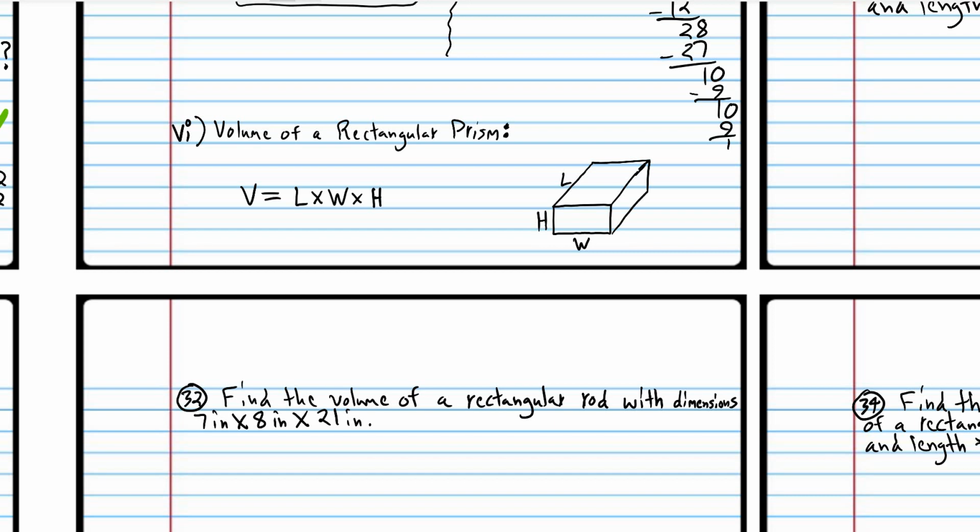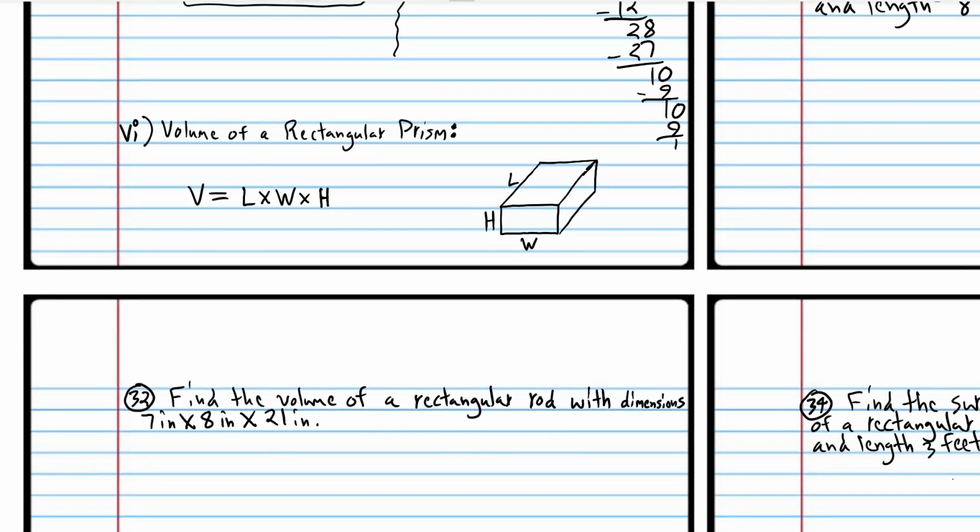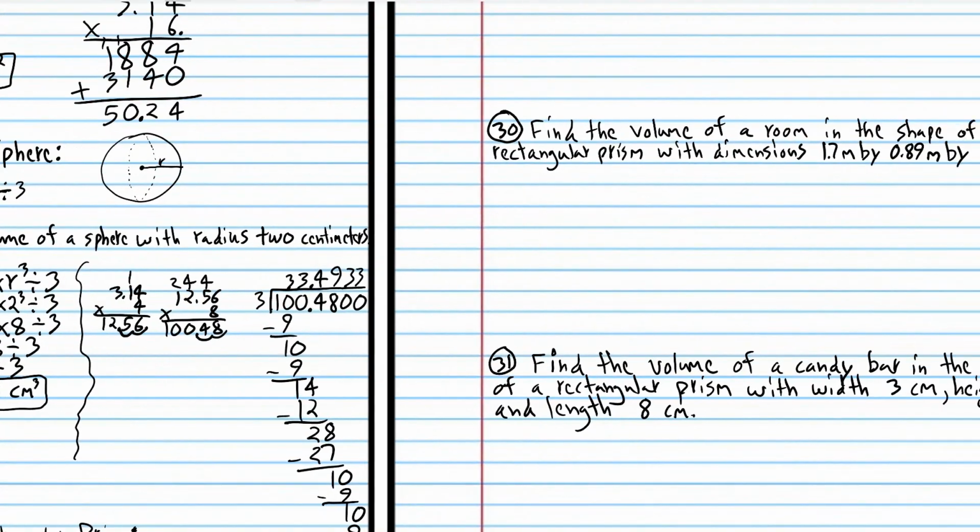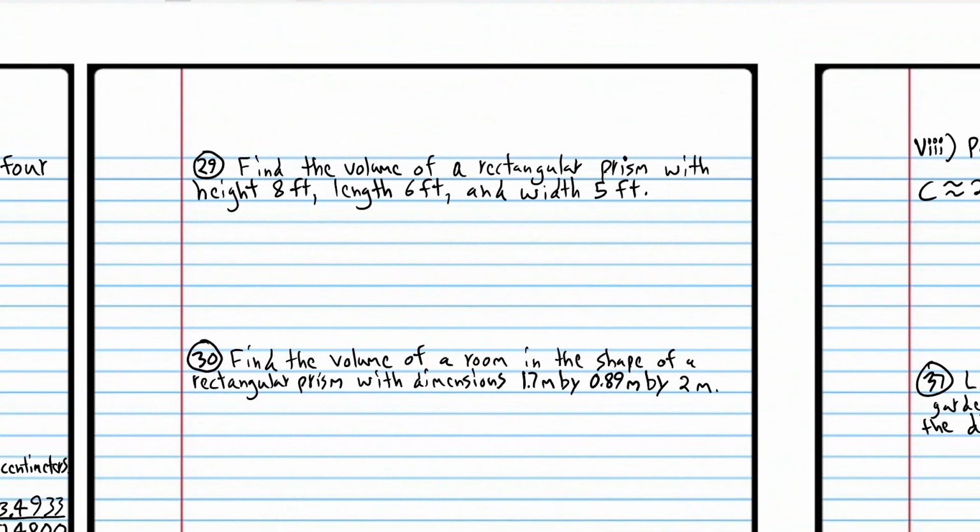Now a box has a fancy name. Mathematicians give this box a fancy name. They call it a rectangular prism. That's what this is called. So to find the volume of a rectangular prism, you take the length and the width and the height, and you just multiply them all together. So let's do an example of that. We're going to do quite a few examples because that's a really important formula.